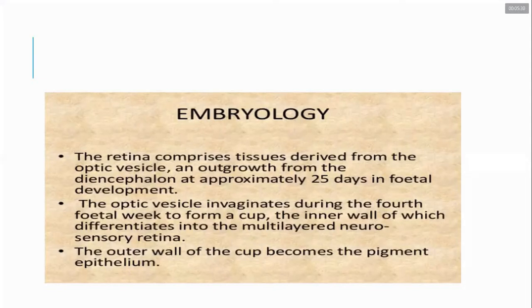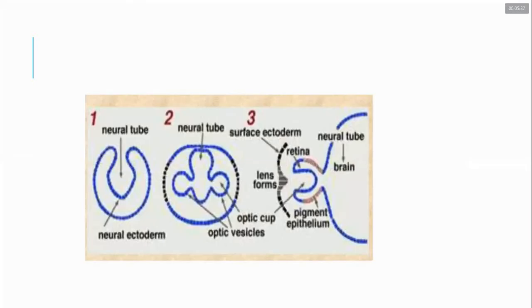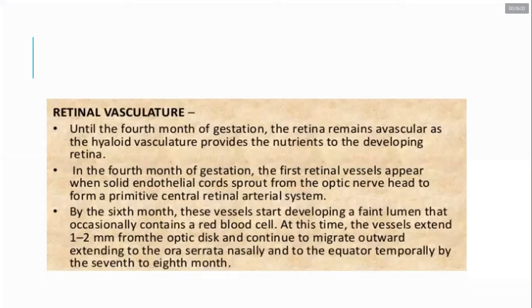So the outer layer of the cup forms the retinal pigment epithelium, and the inner layer the neurosensory retina. So we have discussed this about the neural tube. Later on there are the outpouchings, and this optic cup and optic vesicles later on develop into the inner and outer layer. So the inner layer forms the neurosensory retina, and the outer layer the retinal pigment epithelium.